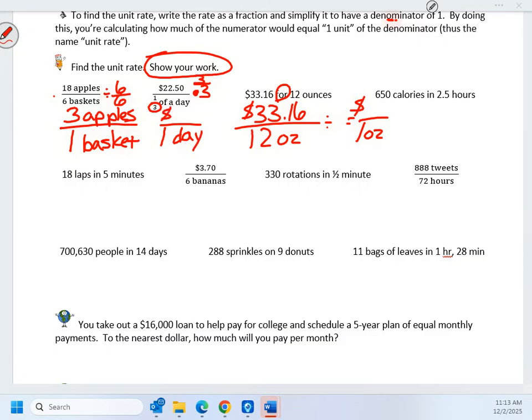Then I figure out how much money I would make in a full day. Is it going to be more or less than a third of a day? More, right? So your number is going to be bigger than $22.50 because you're not working a third of the day, you're working the full day. You're gonna make more money. Okay? So whole number, divide down, fraction, you multiply up. If you're given it as words, put it into your fraction-looking ratio.